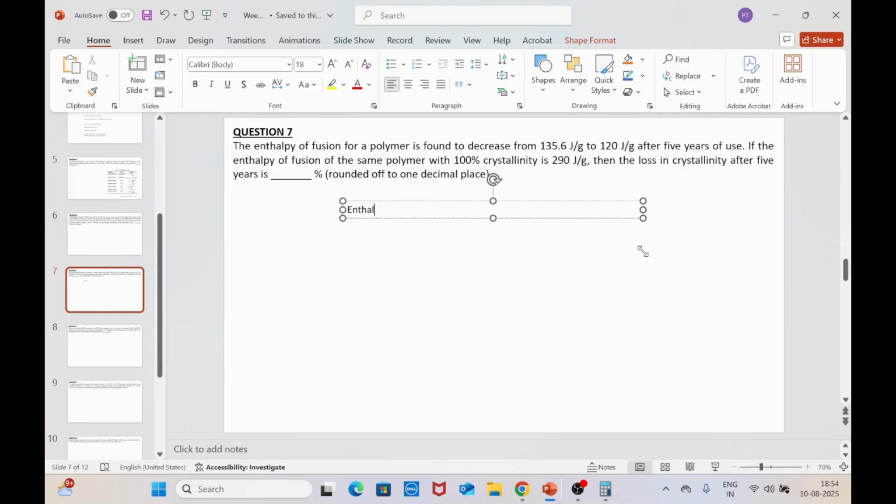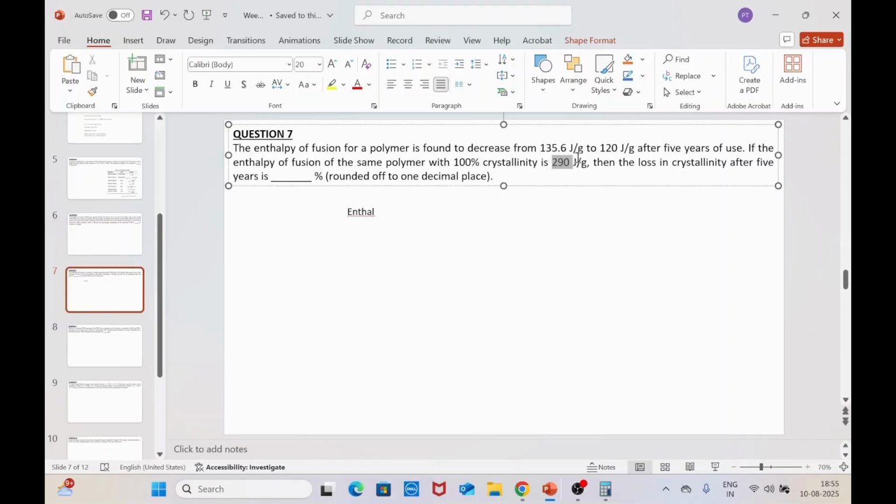You cannot tell like that, because in both these cases, either now or after 5 years, Xc is not going to be 100 anywhere. Because you see, if you have 100% crystallinity, the value is 290, but initially it is only 135.6. So the enthalpy is lesser compared to what it should have if it was 100% crystalline. So it actually means that the polymer that I currently have does not have 100% crystallinity, but something lesser than that.